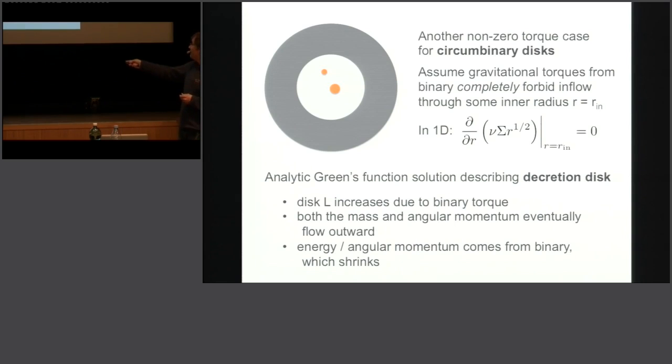So in this case, the disk angular momentum increases due to the binary torque, which is preventing the material accreting onto the star, and therefore both the mass and the angular momentum in the disk eventually flow outwards. Meanwhile, of course, that energy and angular momentum has to come from somewhere, and so the binary would have to shrink and give up energy and angular momentum to the disk in order for angular momentum to be conserved for the entire system.